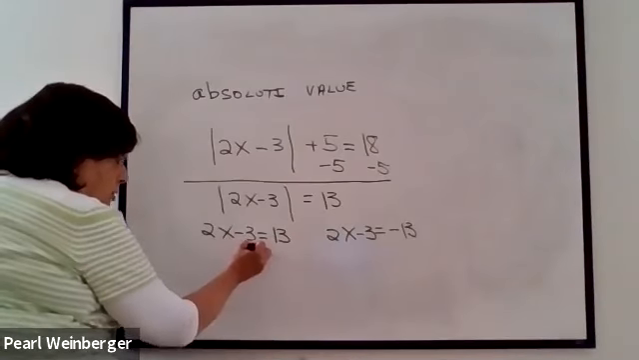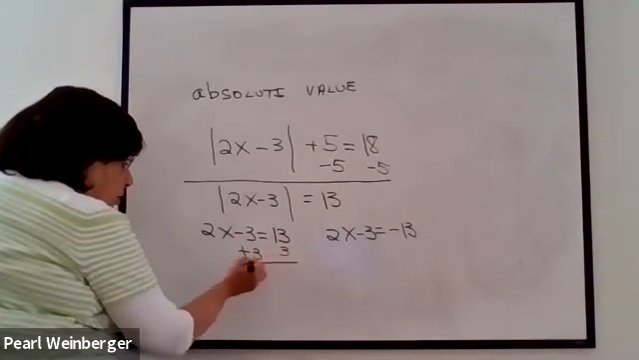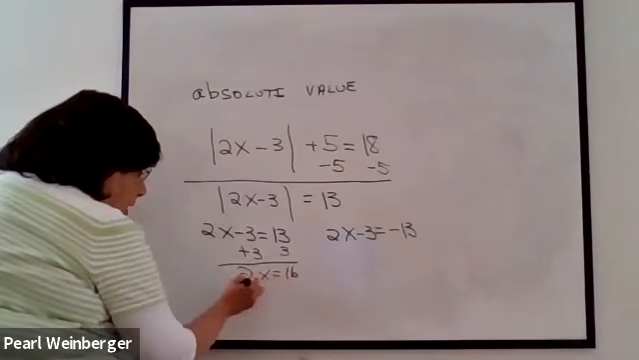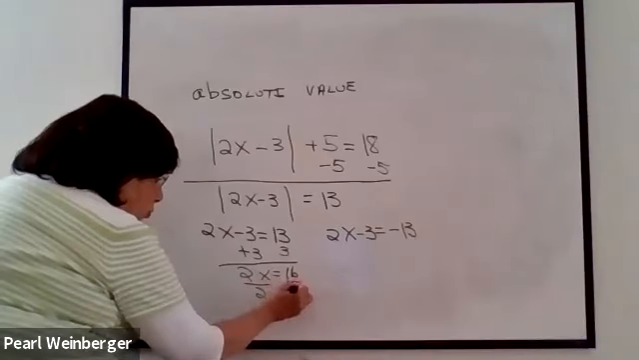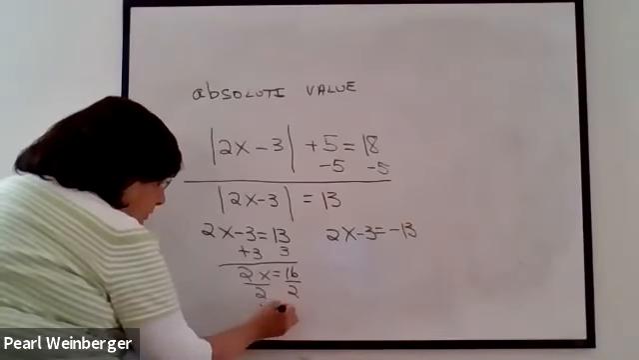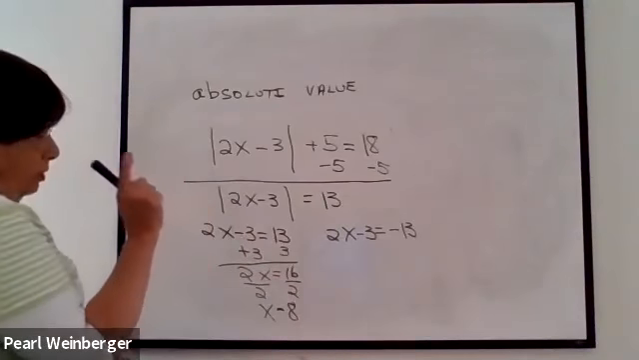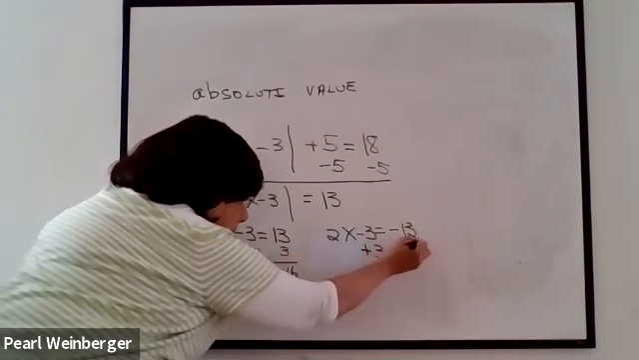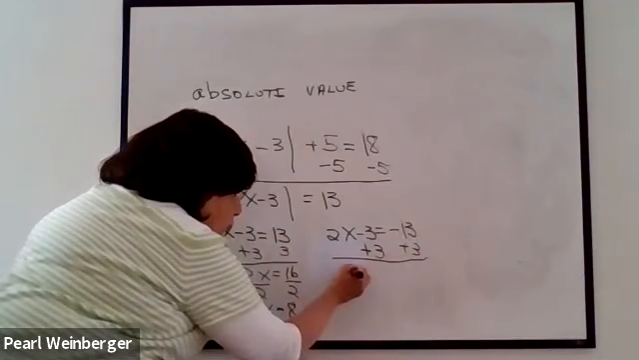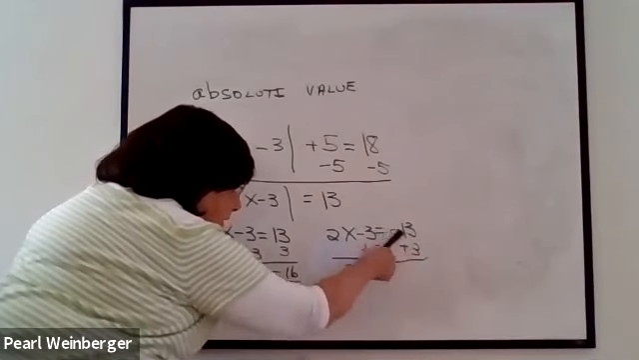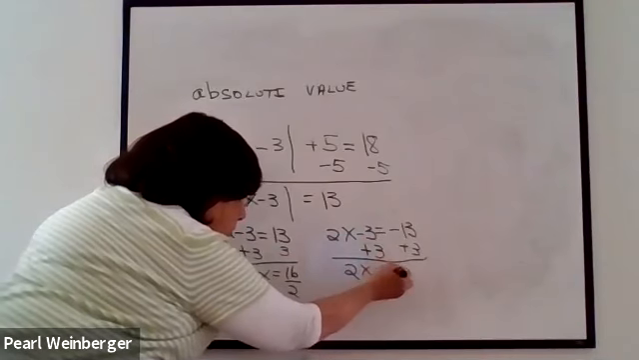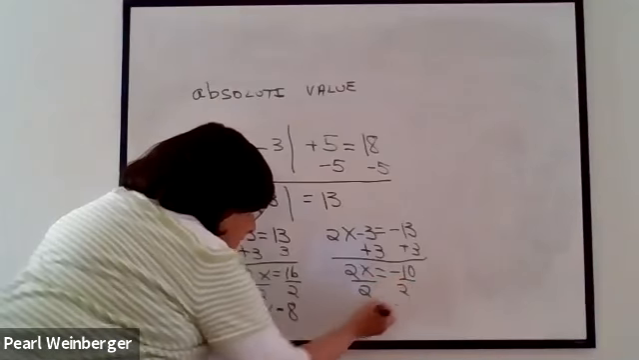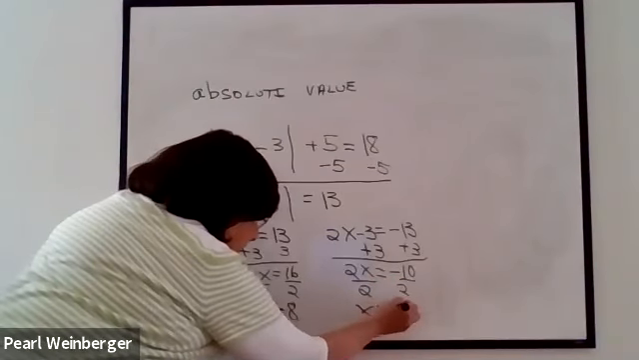Here I'm just going to add 3 to both sides, which gives me 2x equals 16, and divide by 2, so x equals 8. That's only one of the answers. You have to get the other answer. Here you also add 3 to both sides. In this case, you get 2x equals negative 13 plus 3, which gives you negative 10. Divide by 2, and that gives you x equals negative 5.